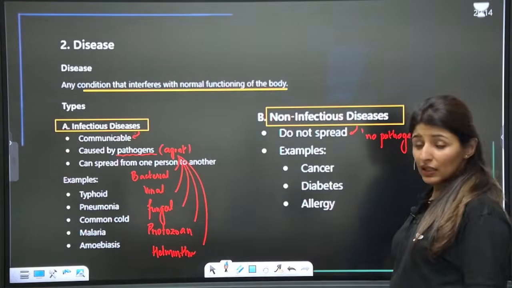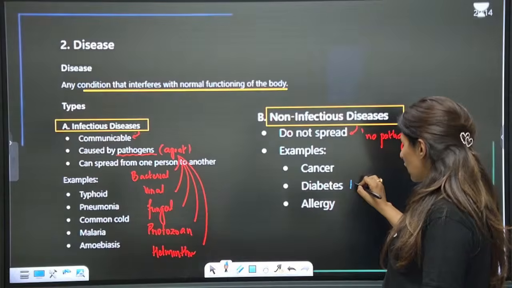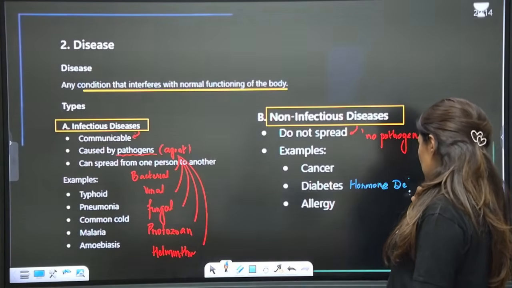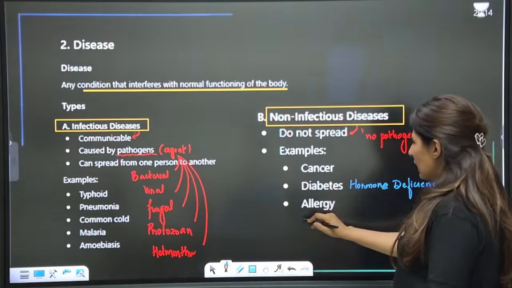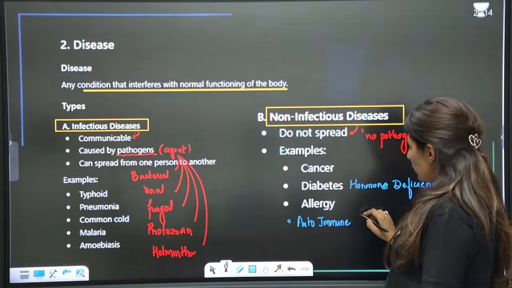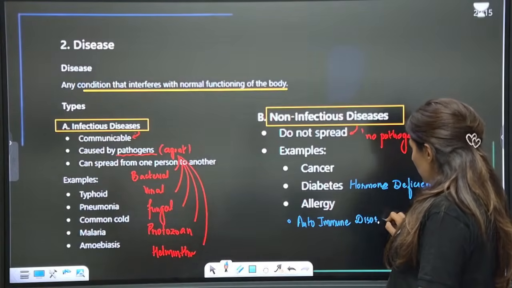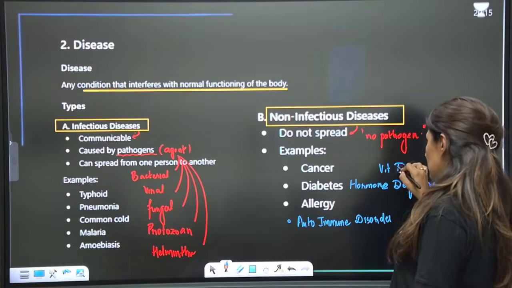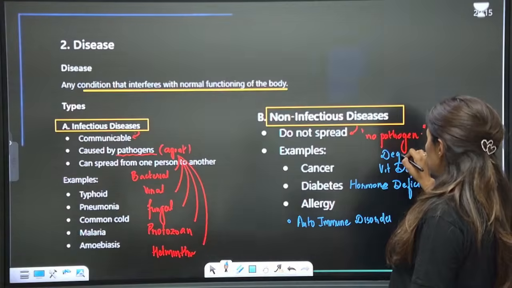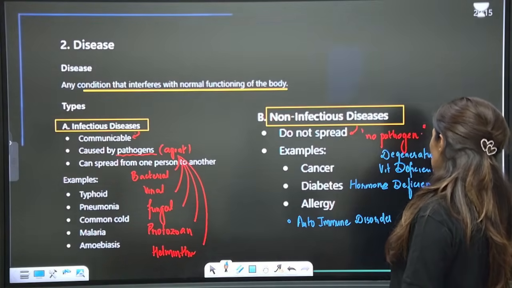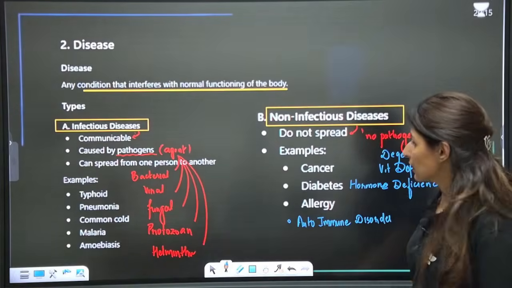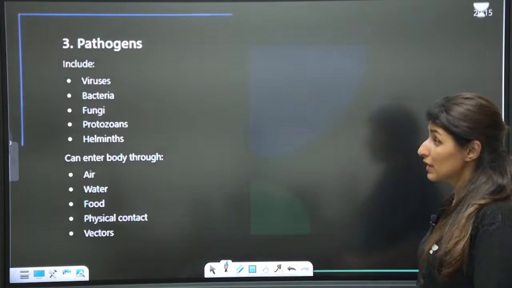And then talking about the non-infectious diseases, these are not because of any pathogen. It can be cancer. It can be diabetes, which is because of a hormone deficiency. It can be allergy. It can be autoimmune disorder. Are you getting that? Or it can be vitamin deficiency or mineral deficiency. There can be degenerative diseases. Degenerative diseases are because of old age. So these diseases will not spread from one person to another. So hence non-infectious.